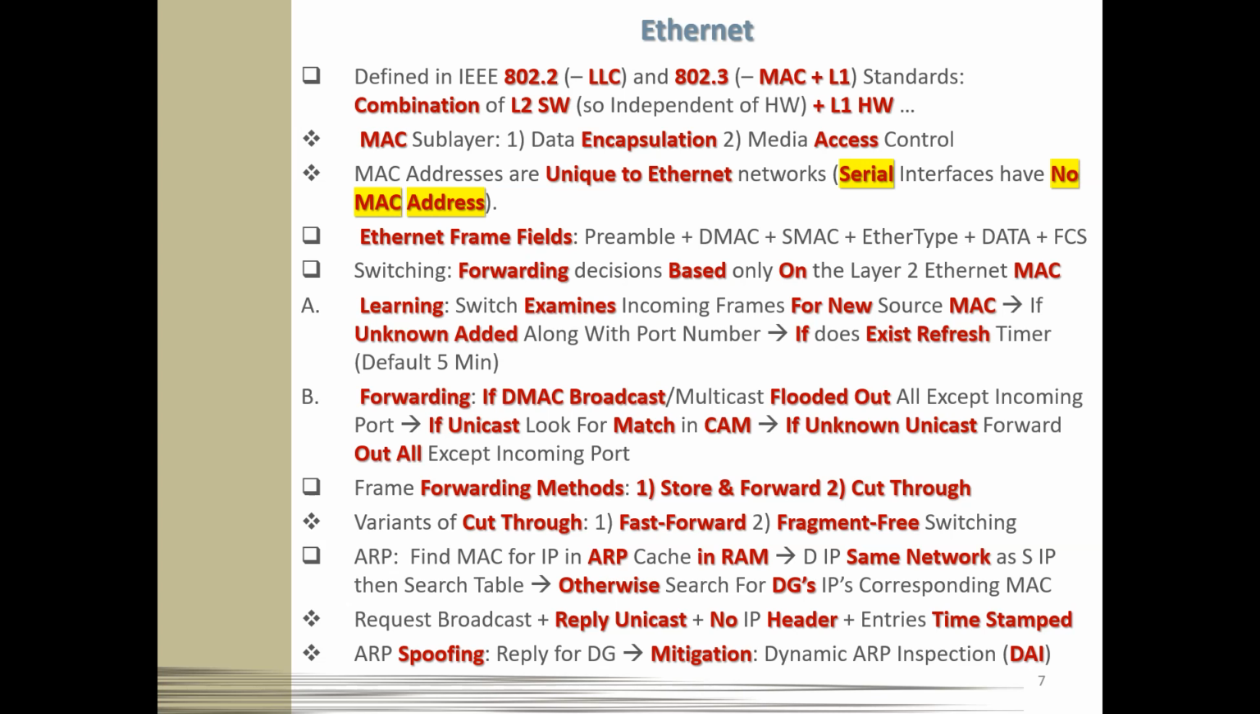If the destination IP address is in the same network as the source IP address, then all we need to do is to search inside the ARP table to find out the corresponding MAC address to the destination IP address. If, however, the destination IP address is in a remote network, then all we need to do is to search for the default gateway's IP address's corresponding MAC address. In other words, we need to send the frame to the default gateway, and for that we need to know the MAC address of the default gateway's interface. We already know the default gateway IP address, so we just ask the ARP table to tell us the corresponding MAC address to that IP address of the default gateway.